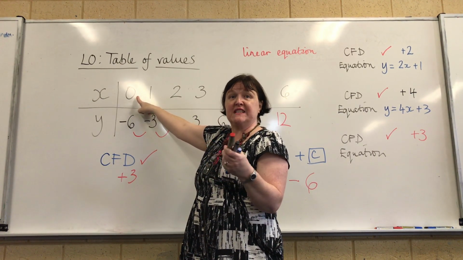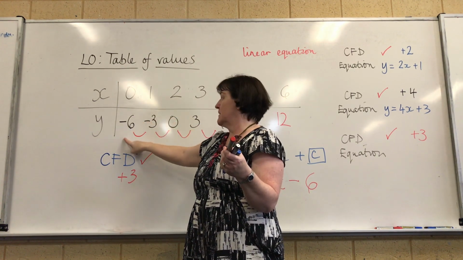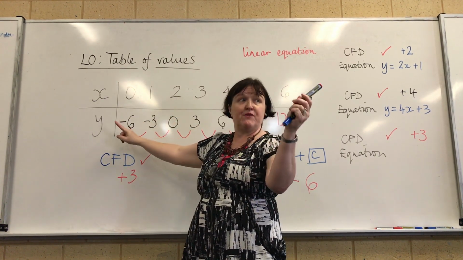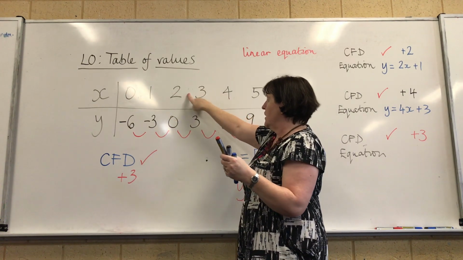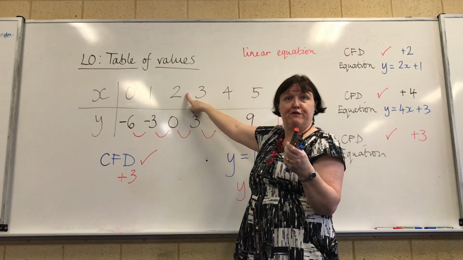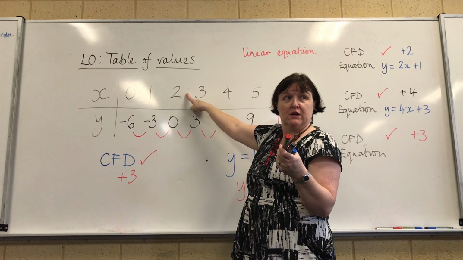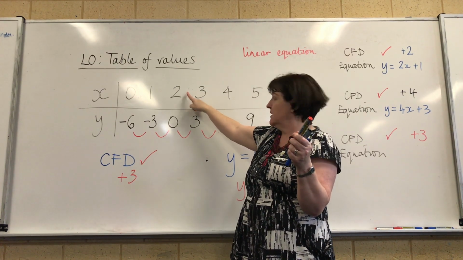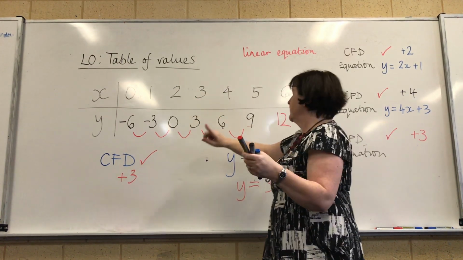And if you take 6, what do you get? -6. Minus 6. Okay, let's see if it works for another one. 3 lots of 2? 6. Take 6? 0. Oh, it works for that one as well.